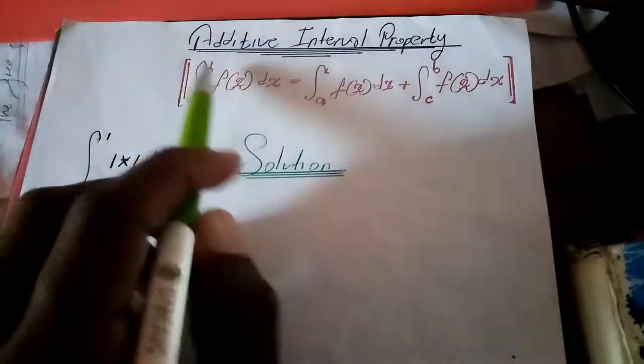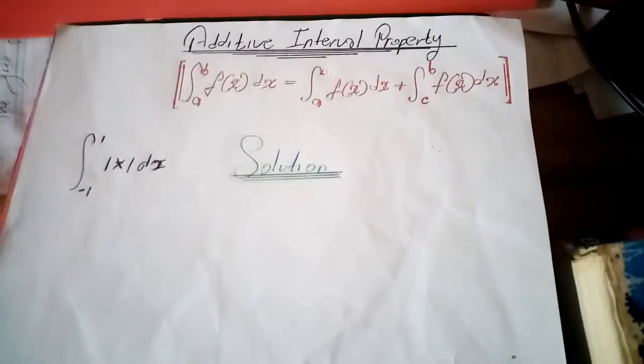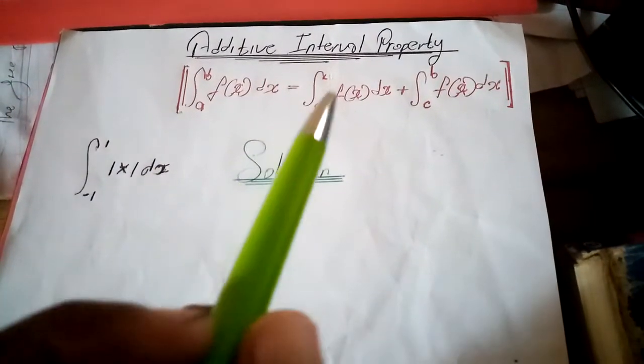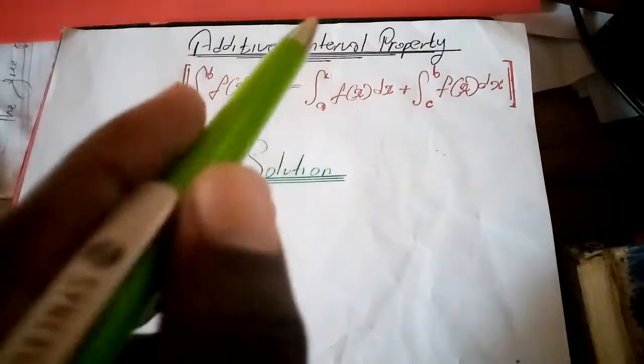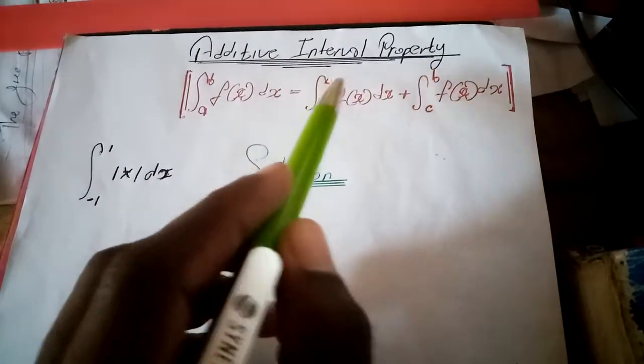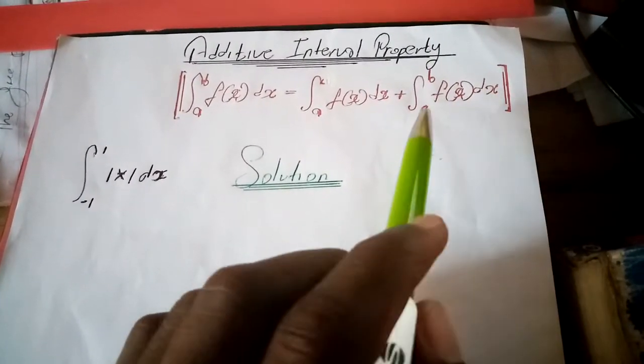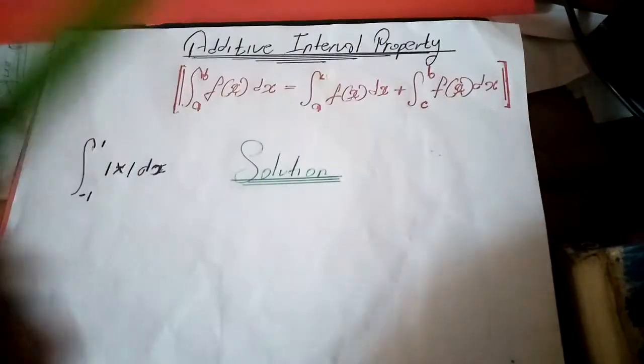It's saying that the integral of f of x dx from a to b can be broken down into two separate integrals, as in the integral of f of x dx from a to c plus the integral of f of x dx from c to b.